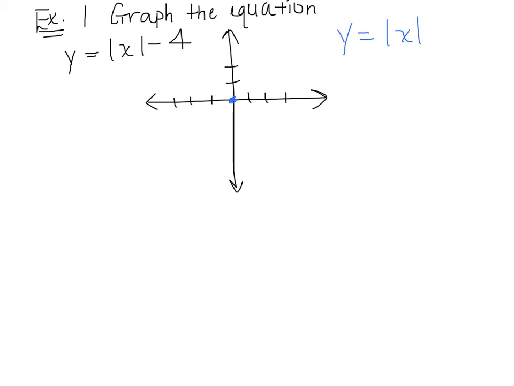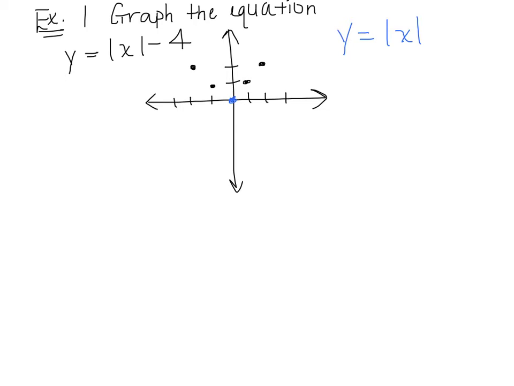which always starts off with these points: 1, 1, 2, 2, -1, 1, and -2, 2. Those are the points for the parent graph. And you will always start with those 5 points. And what we're going to do is we're going to use that to help us transform our graph.